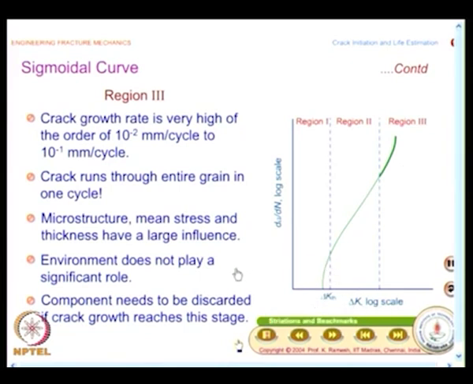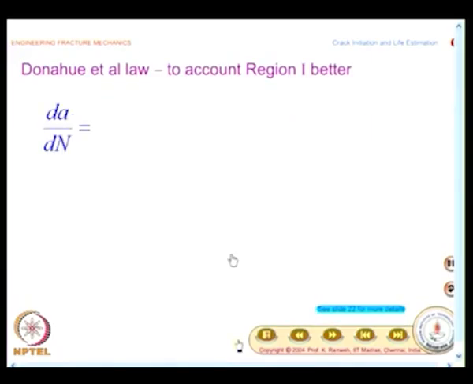So, you have many laws that have been proposed which follow the basis of Paris. I have dA by dN equal to C multiplied by (delta K minus delta K threshold) whole power m. This is what I had mentioned earlier. This C and m you cannot take from the Paris law fitted material values of C and m here and then use it. You will have to fit the data for the kind of materials that they have studied, and only for those materials you would be able to use this law.